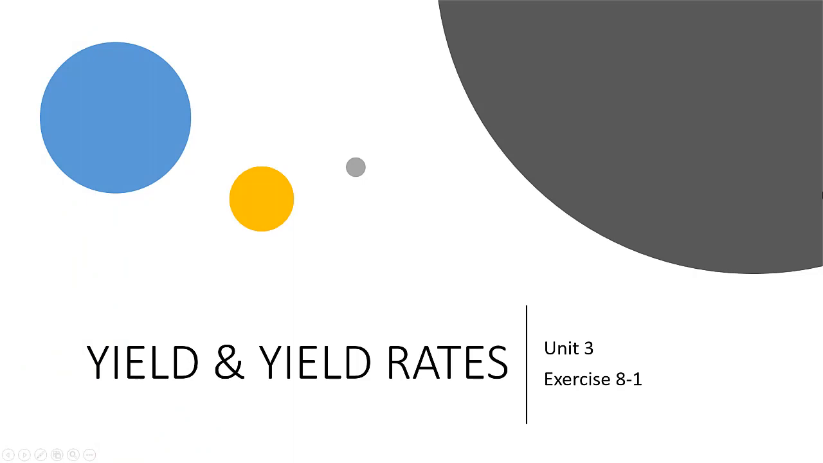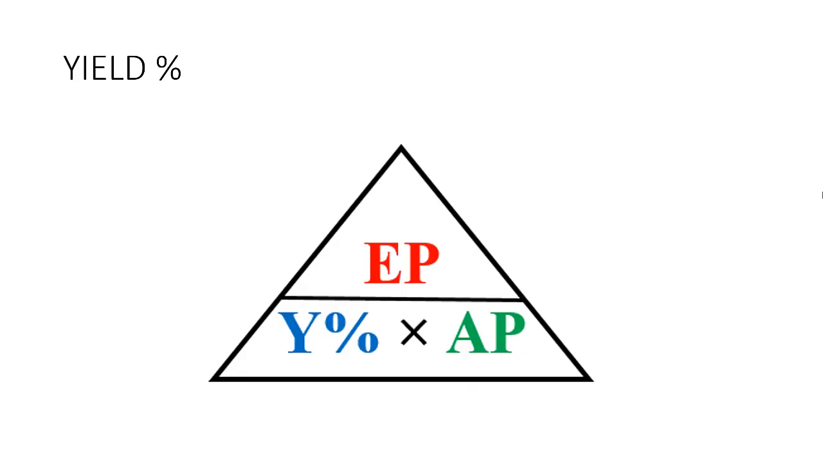Welcome to Chapter 8, the last chapter in our book and the last chapter of the course. In this video, we are going to take a look at the yield percent and our edible portion and as purchased portions. And that looks like this if you use the second of our three pyramids. And remember, all three pyramids work the same way, they just have different values.